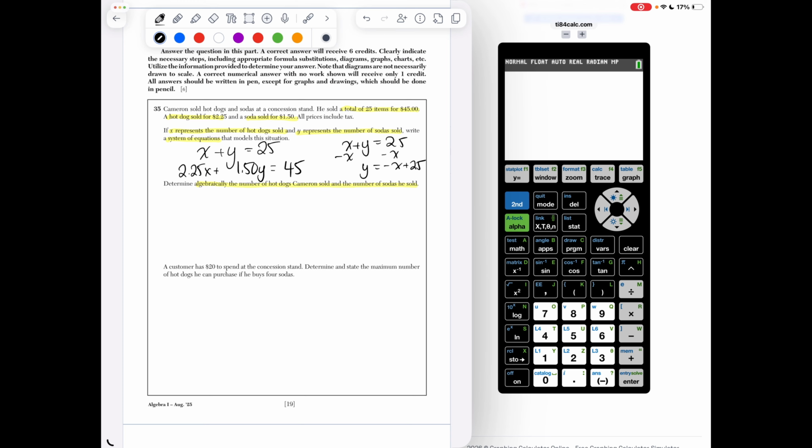So I can go into that first equation. So I'm going to use this. Actually, I don't want to have that there because I don't want to get it confused with my system of equations. So let's move this down.